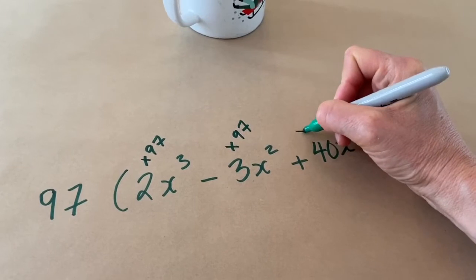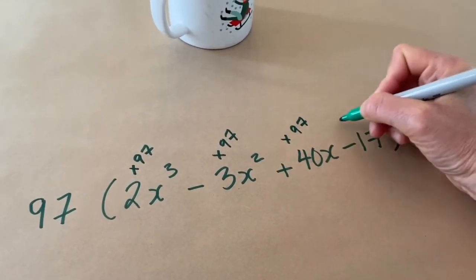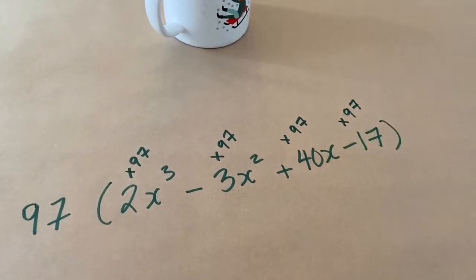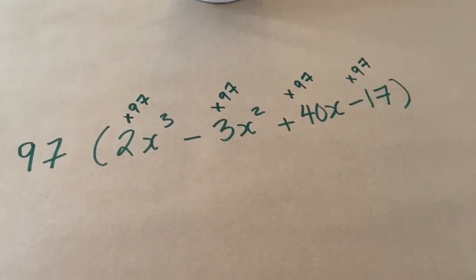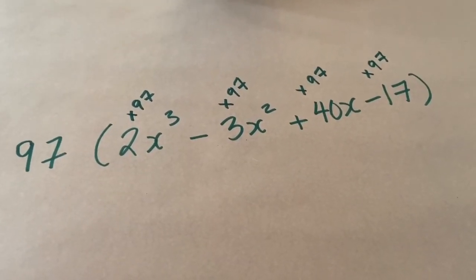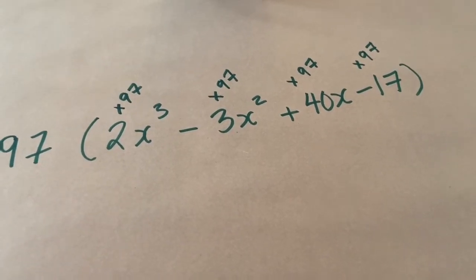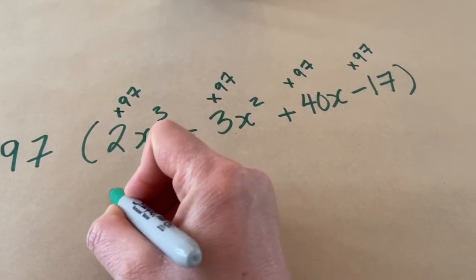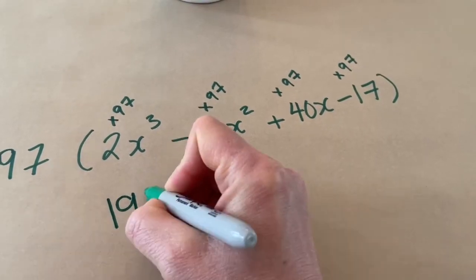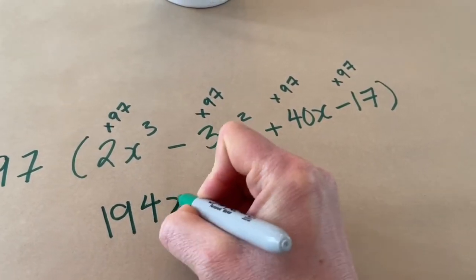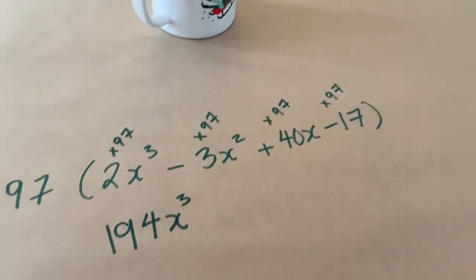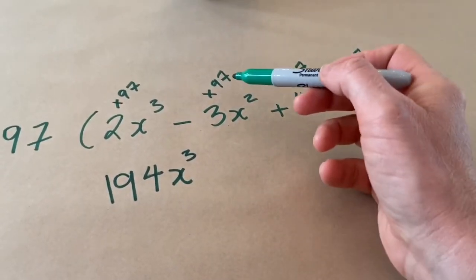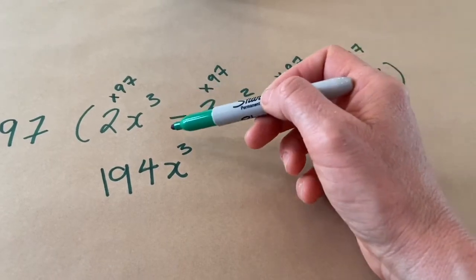And this time, you can see that there are negatives. That's okay. With my calculator, I'm going to go 2 times 97. What is 2 times 97? Get your calculator out and try it. Think. It's 194. And don't forget, that means I have 194 x cubes. So 194x cubed.